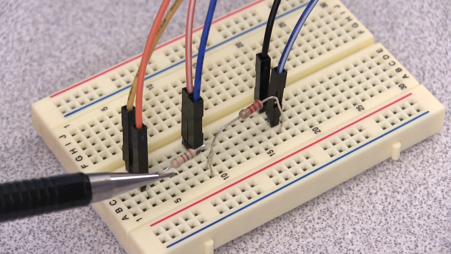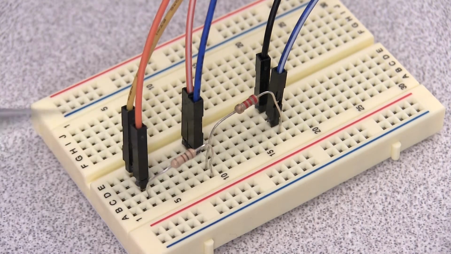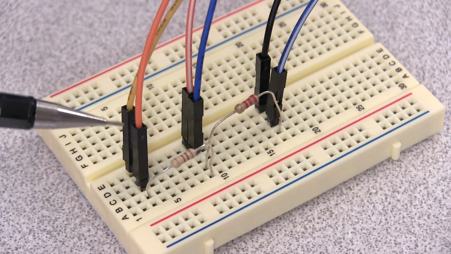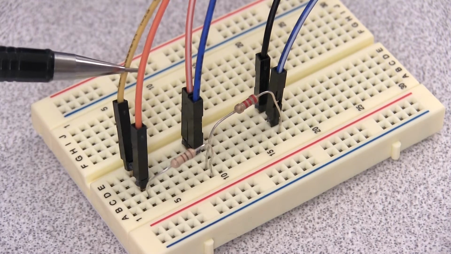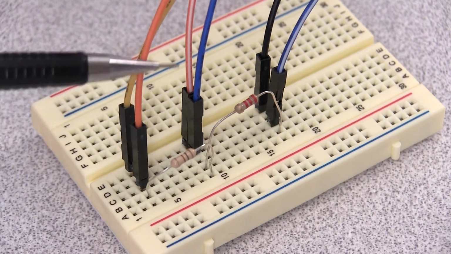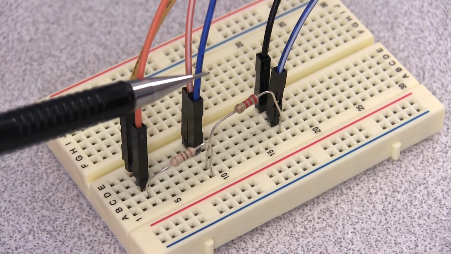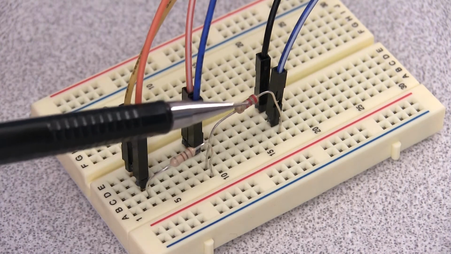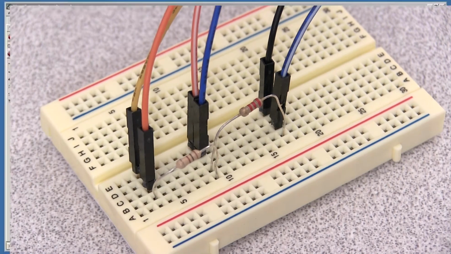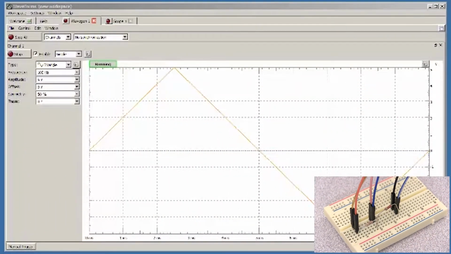This is the 100 ohm resistor. This is the unknown resistor. We're using the Analog Discovery to apply power and make our measurements. Channel 1 of the waveform generator is being used to apply power. Channel 1 of the oscilloscope is measuring the voltage across the 100 ohm resistor, and channel 2 of the oscilloscope is measuring the voltage across the unknown resistor. Now let's go over to the waveforms software.